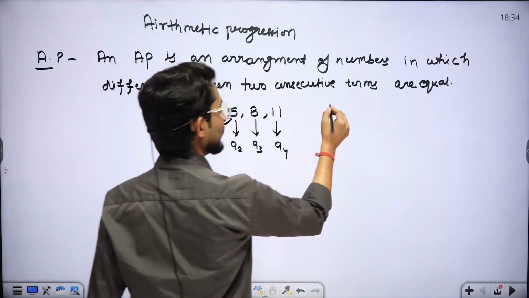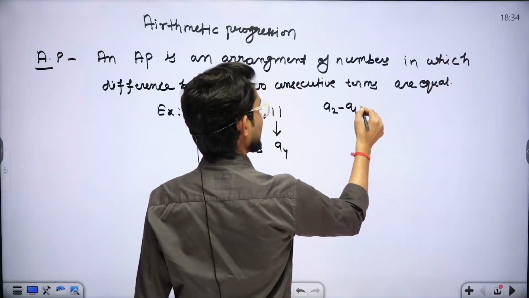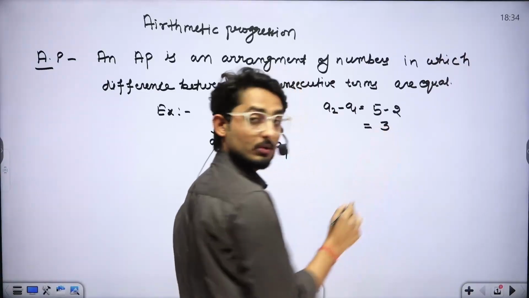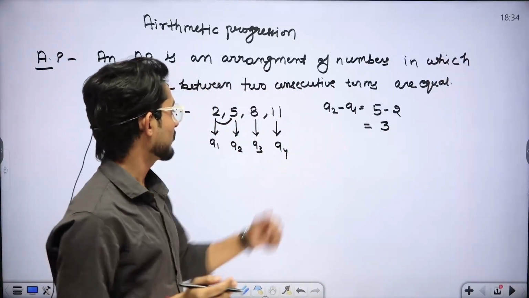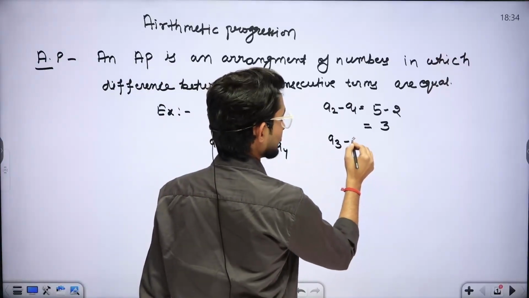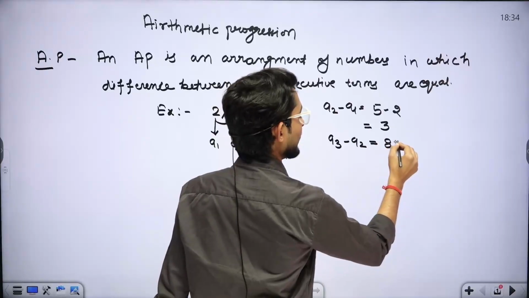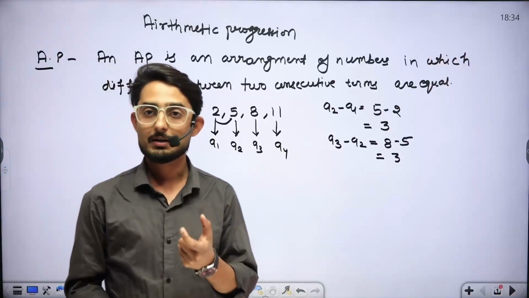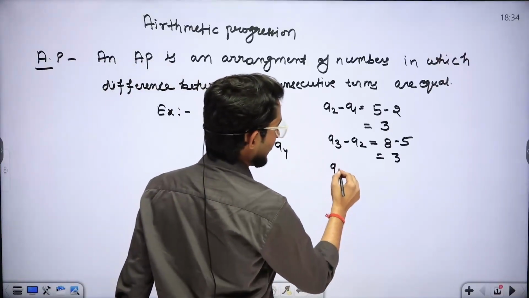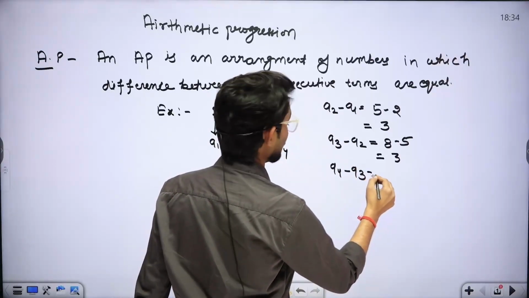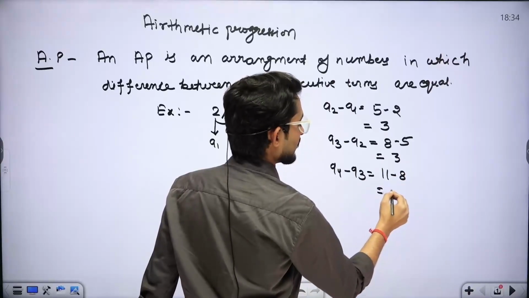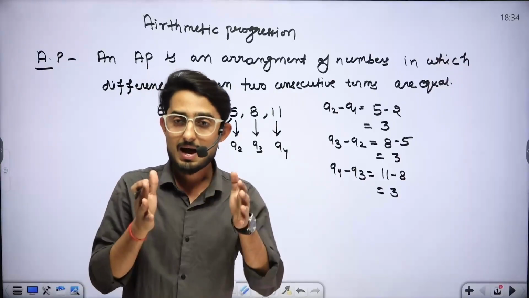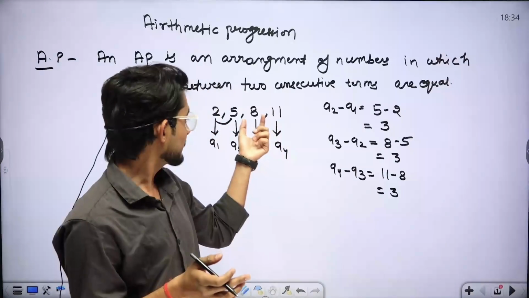Okay, so here you will find A2 minus A1. A2 is 5, A1 is 2. So 5 minus 2 equals 3. Now we will find A3 minus A2. A3 is 8, A2 is 5, so 8 minus 5 equals 3. Now find A4 minus A3, which is 11 minus 8, also 3. So the difference between two consecutive terms is equal, so you can say that this is an AP.